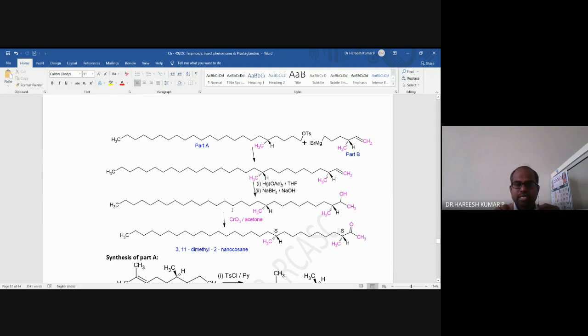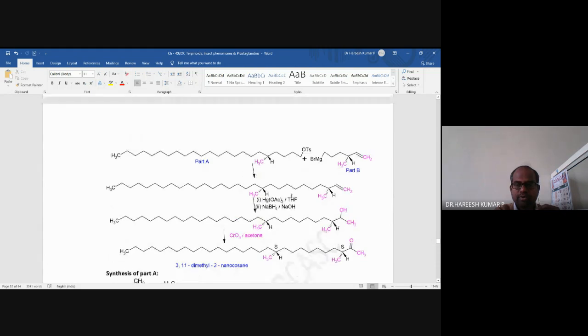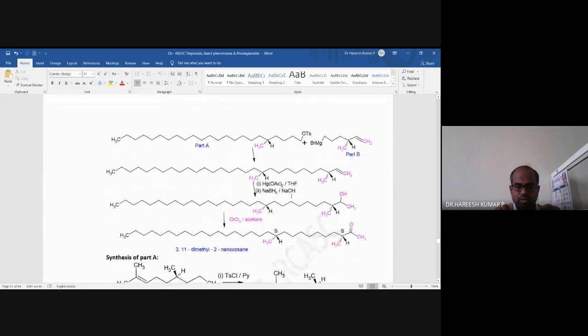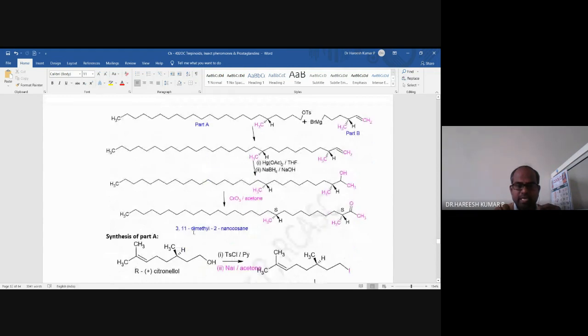Chromium trioxide is an oxidizing agent. So what it will do, it will convert a secondary alcohol into ketone. So this is about what is called the stereoselective synthesis of nanocosane. But here I took part A and part B. In the next, I am discussing the synthesis of part A and then the synthesis of part B.